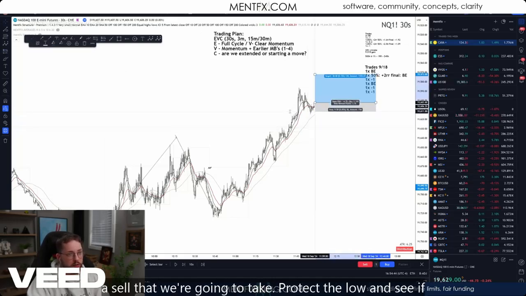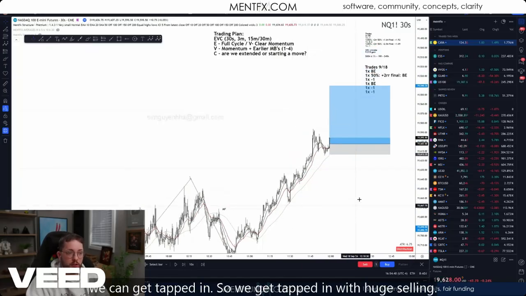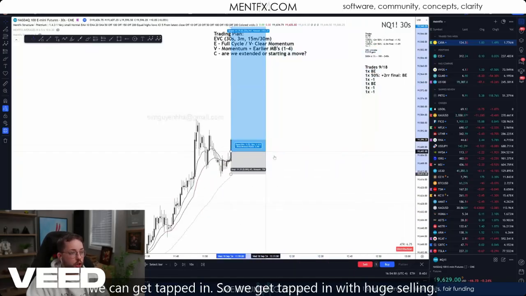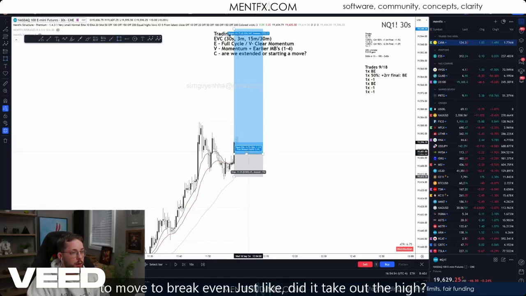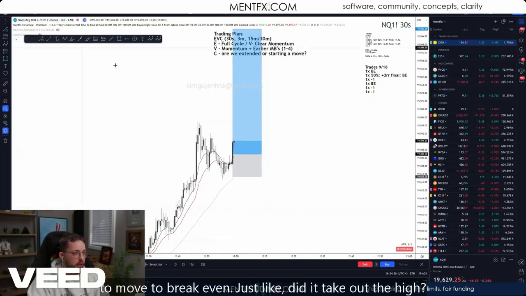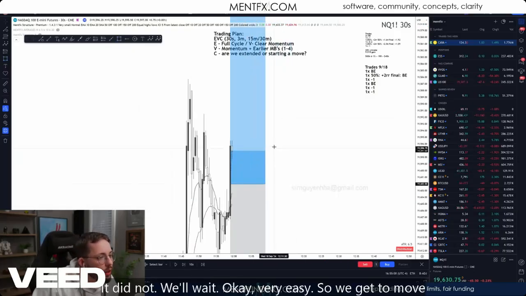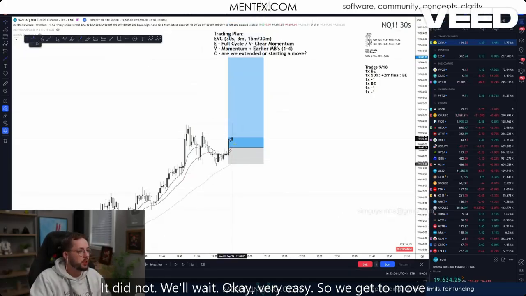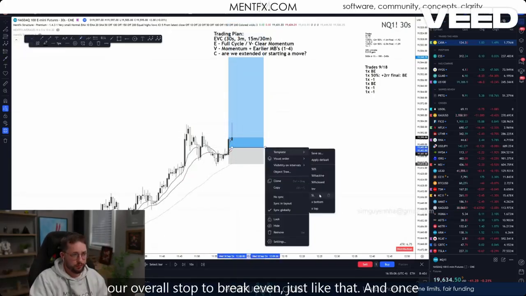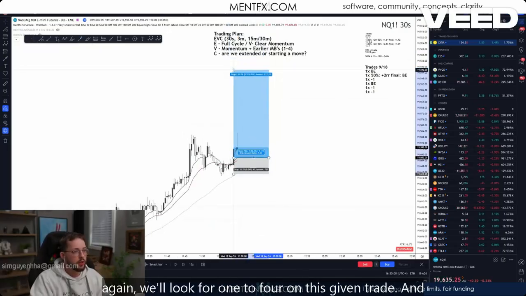So here's a sell. Well, it's a long, but it's a sell that we're going to take, protect the low, and see if we can get tapped in. So we get tapped in with huge selling. Next candle, if it takes out the next high, more than happy to move to break even. Just like, did it take out the high? It did not. We'll wait. Okay, very easy. So we get to move our overall stop to break even, just like that. And once again, we'll look for 1 to 4 on this given trade.